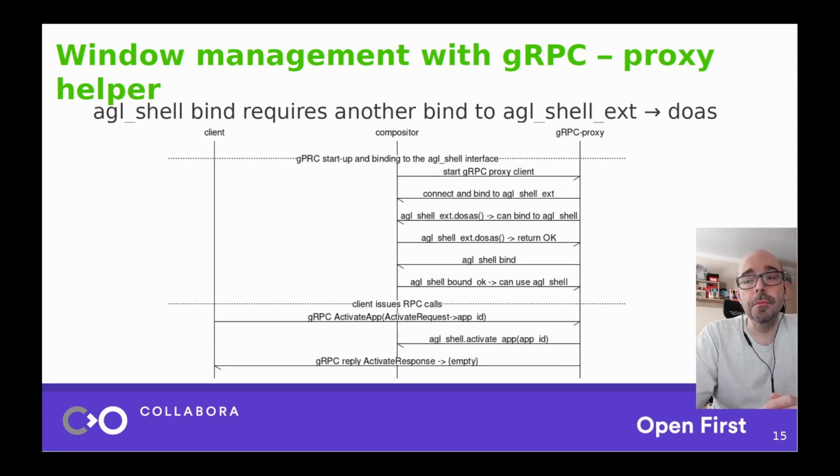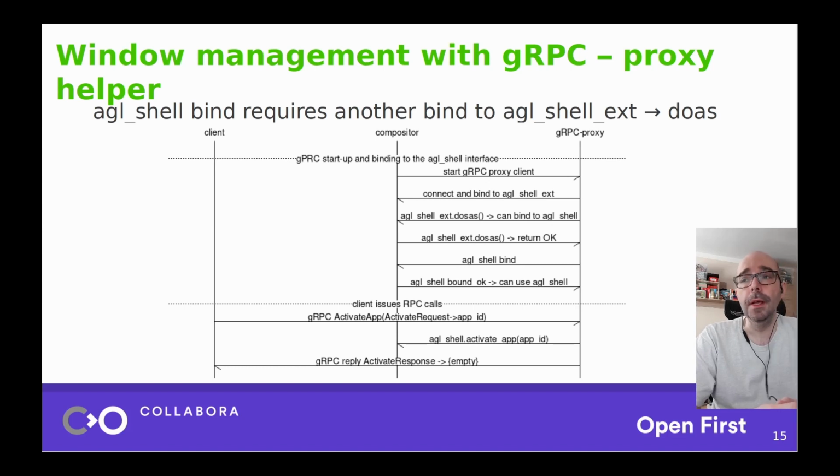The trickiest bit of adding this gRPC proxy helper is to provide a way to allow clients to bind to the AGL shell protocol. That is, to allow multiple clients to bind to the AGL shell protocol. And the way I solved this is to add another interface into the same protocol spec.